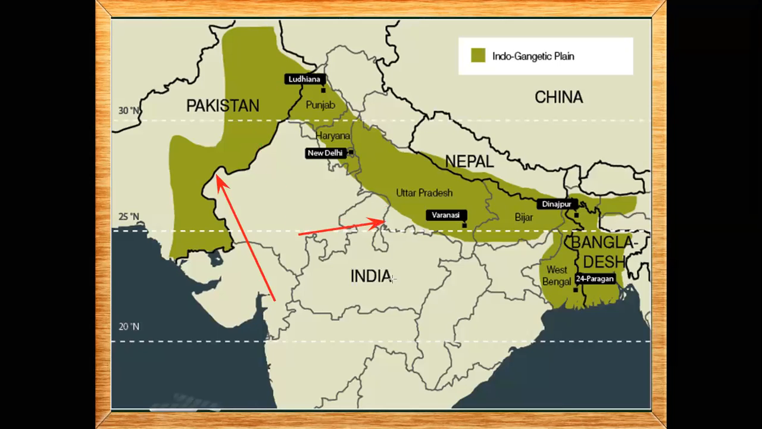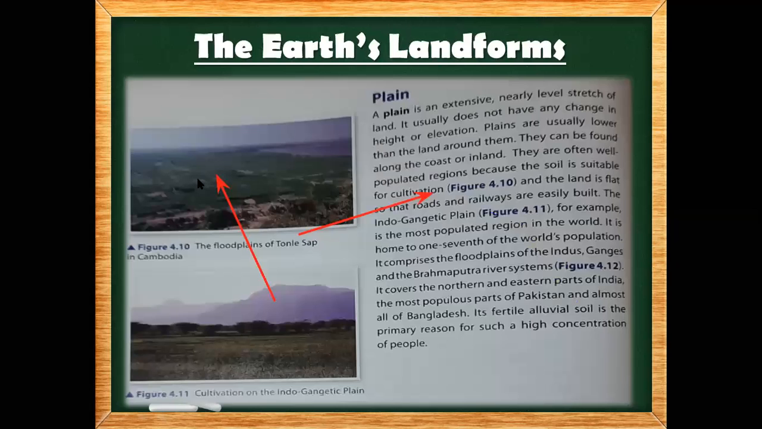See, Pakistan, India, these are the border. They are just showing the plain land. Some areas from Nepal, some areas from Bangladesh, some areas from Pakistan, some areas from India. So that's why it is called the Indo Gangetic Plain.